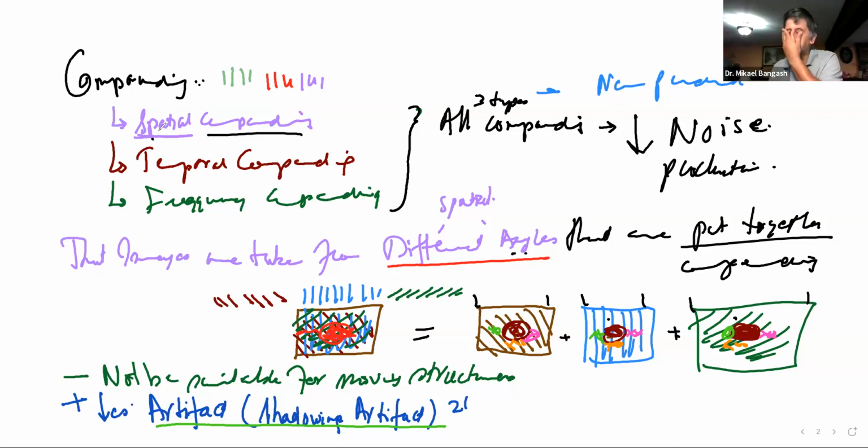Did that make sense? And the main advantage is to reduce shadowing artifact. Clear? But because it is made up of different frames, it may not be as suitable for a structure that is moving.